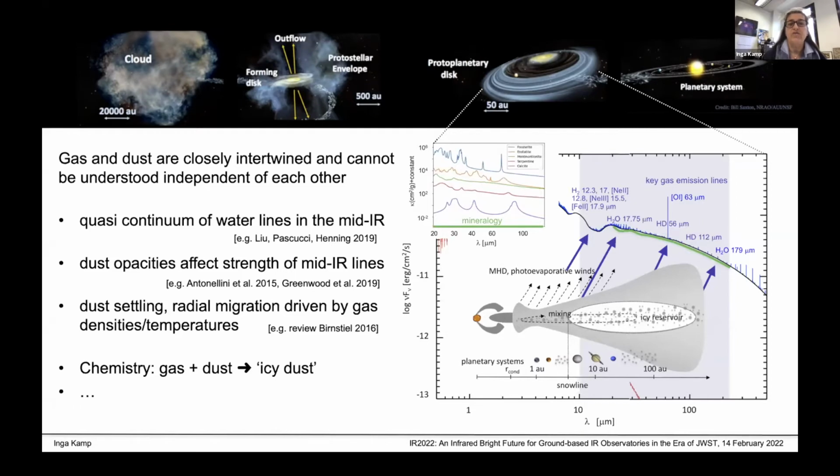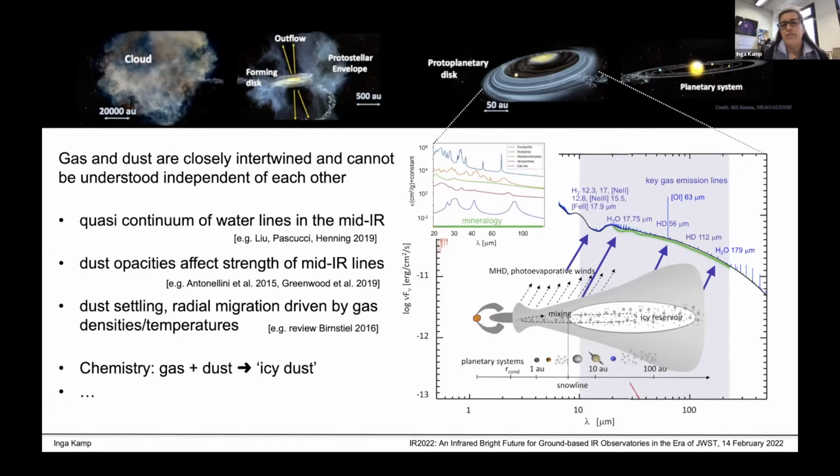So it is important not to do your interpretation of data without taking the other phase into account. And last but not least, of course, we all know that chemistry couples the two very well, because it is the very small dust grains on which the ices freeze out from the gas. And so we get icy dust.